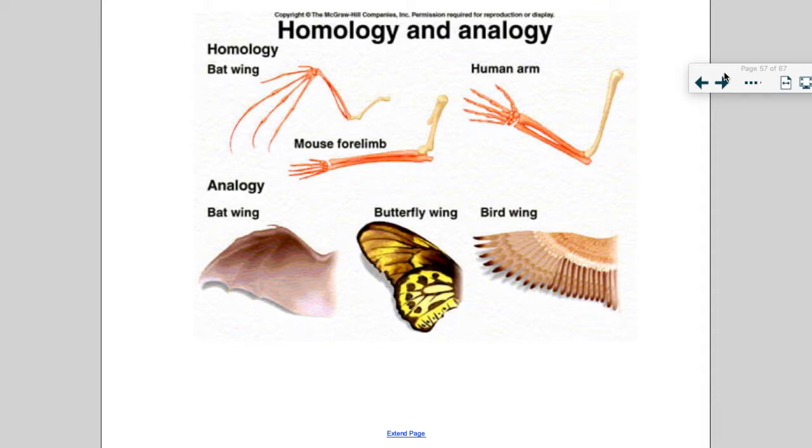So one more diagram, maybe this will help. The top is showing homologous structures, how they have similar bones, but they have different jobs. The bottom panel is showing analogous structures. They are all used for what job? Flying, right? But the makeup of each limb here is completely different. And here we have feathers. Bats don't have feathers.